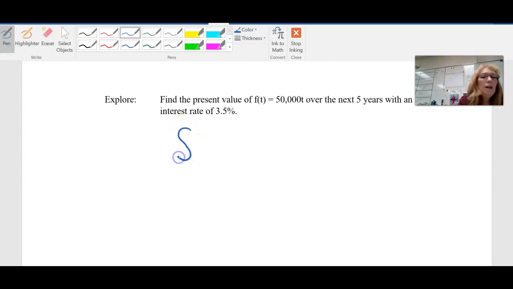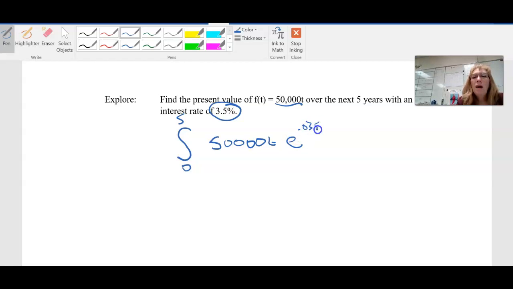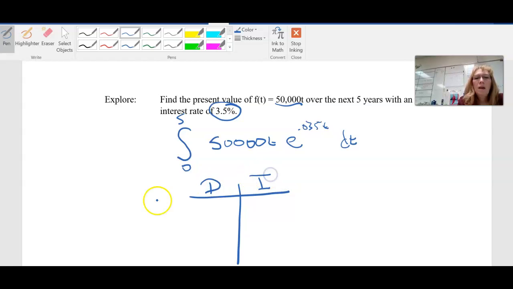So you should have integrated. It was 5 years from 0 to 5. Here's your function: 50,000 t. My interest is 3.5, so that's e to the 0.035 t dt. Do your integration. So you should differentiate the 50,000 t, and integrate e to the 0.035 t.